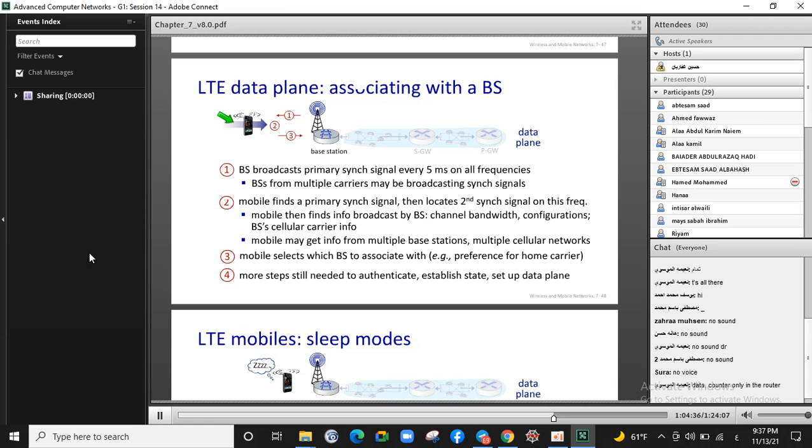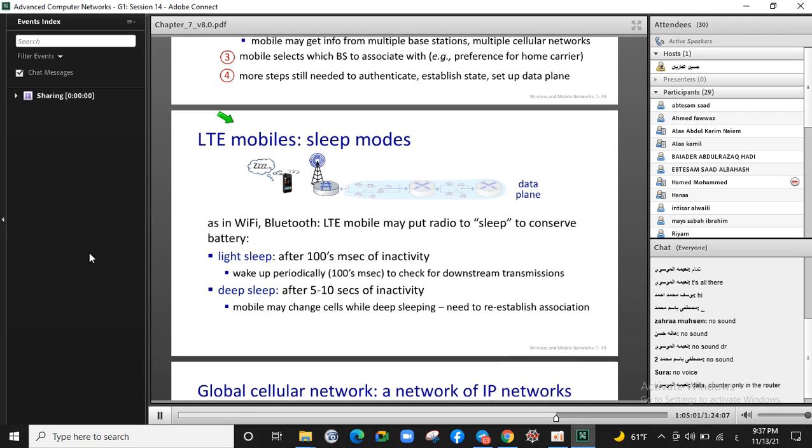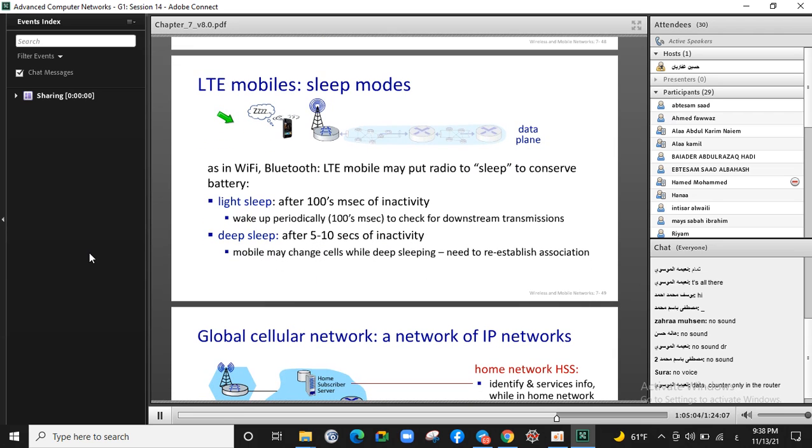And maybe sometimes after this, we need some other operations, for example, for authentication, for establishing the state, or setting the data plane, or something like that. We need to do some other operations here.